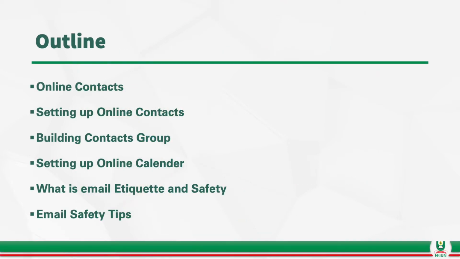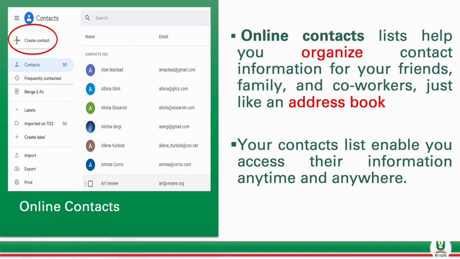Let's look at the outline. In the outline, we'll be looking at the online contact and step-by-step setting it up, the building of online group contacts, setting up online calendars, and also we'll be looking at email etiquette and what it is, and safety. At the end of this, we'll offer you some do's and don'ts and also safety tips.